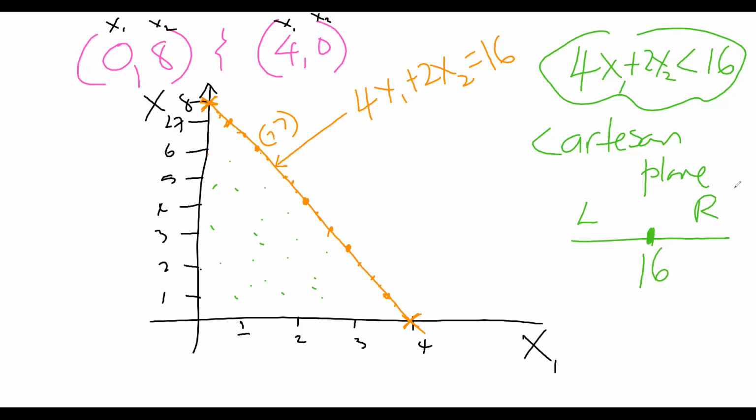To the left, miss. To the left. So if you want to show combinations of x1 and x2 that will give you any number less than 16, you would have to look to the left of where 16 is, 16 being the dividing line or the fence line. So it is all the space that is to the left of 16.